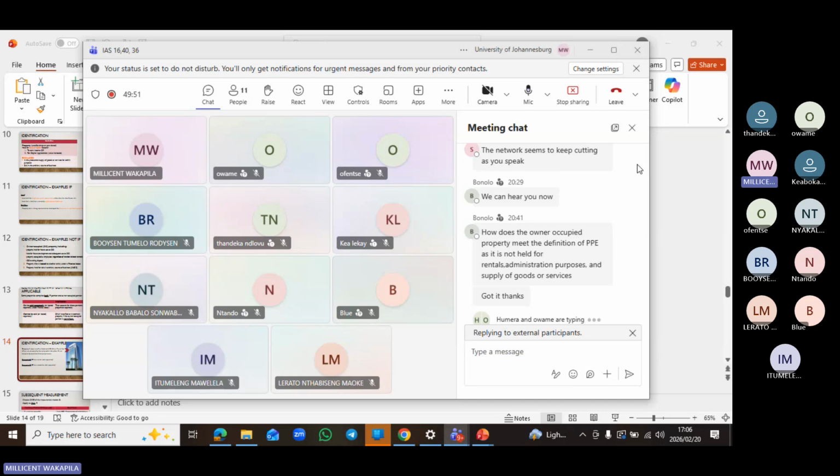How does the owner-occupied property meet the definition of PPE? It is not held for rental, administration, or supply of goods. Okay, so Bono, you got it. That's wonderful. You answered. I'm glad that you got it.